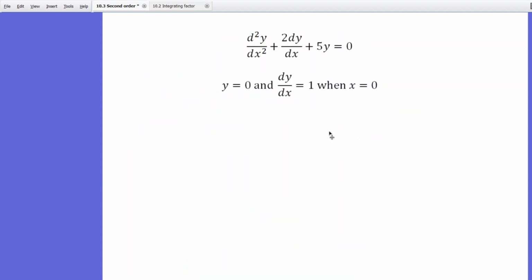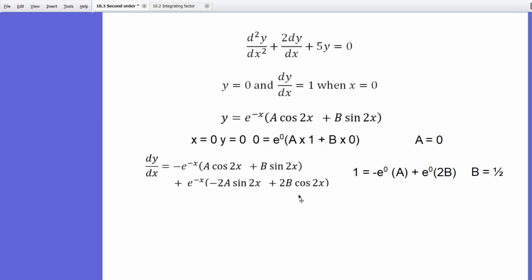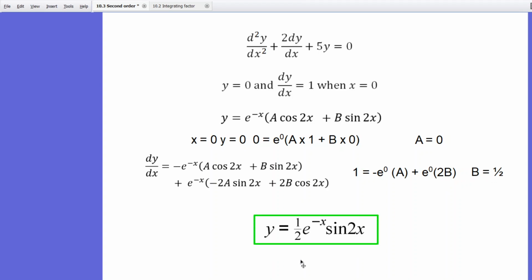So we've got this as our general solution. When we take the first boundary condition, x equals 0, y equals 0, that very quickly gives us a equals 0. For our second boundary condition, though, we need to differentiate, which is getting a bit more awkward. We get 4 terms, but we already know that a is 0, and we're also putting x equals 0 in, which means the 2 sine terms disappear. So we get our dy by dx being 1 is equal to 2b, so b is a half, and so we can get our final particular solution.